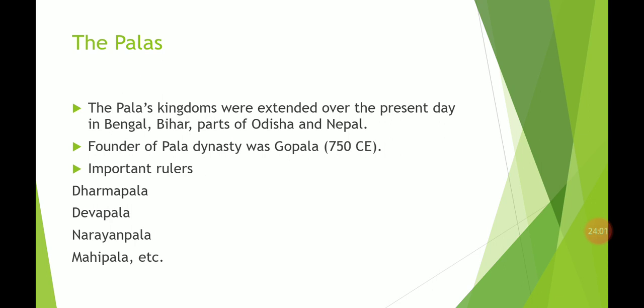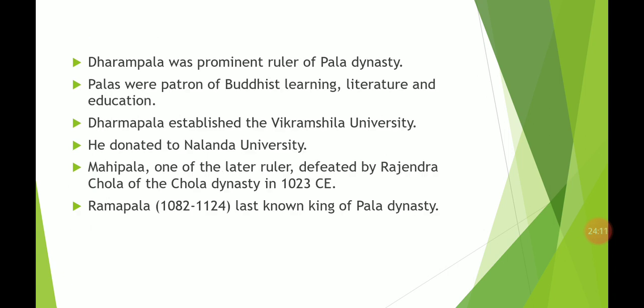There were several kings during the reign, from the 7th century and after that also. So let us see the prominent ruler of the Pala dynasty. Dharmpal was the prominent ruler of the Pala dynasty, and the Palas were patrons of Buddhist learning, literature and education. Like all the other kingdoms, they adopted the Buddhist religion, and also issued several notices to their territories. Likewise, the Pala dynasty was a patron of Buddhist learning, literature and education.